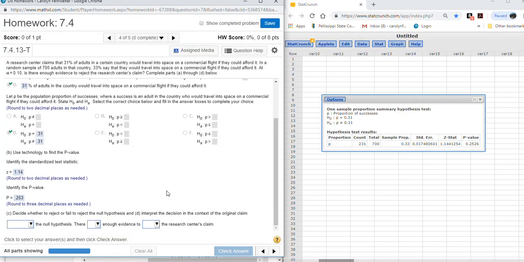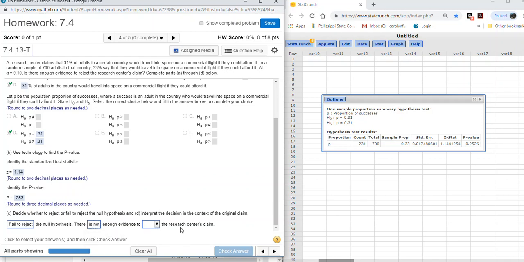And we have to make our decision about the null hypothesis. So I have to look and see what my p-value is and compare it to my alpha, which is my significance level. So our p-value is greater than alpha. It's greater than 10%. So that means that there's not enough evidence to reject the null. So we failed to reject it. We did not get enough evidence. So we'll say there is not enough evidence.